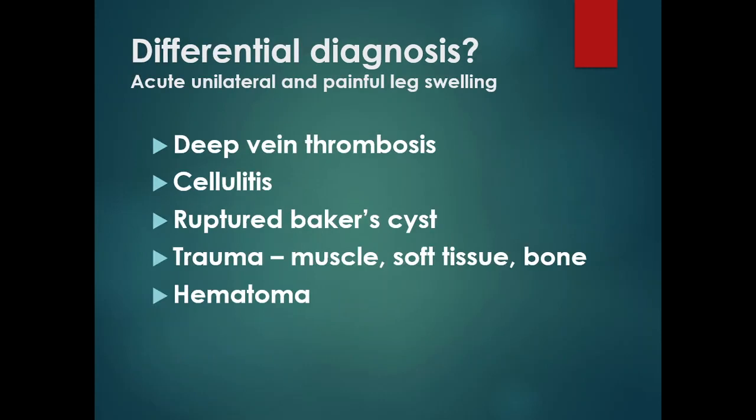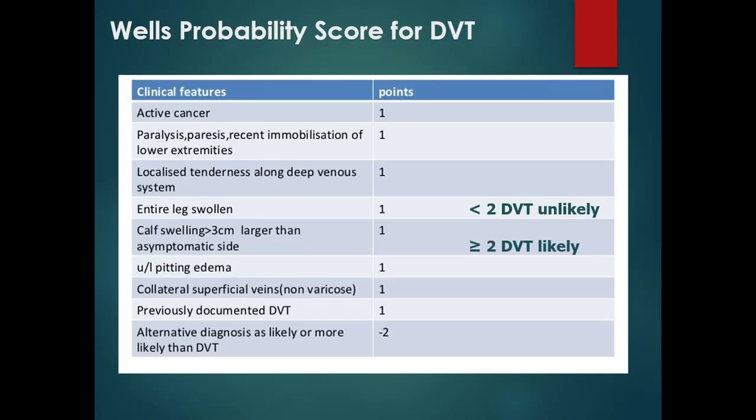The differential diagnosis for acute unilateral leg swelling is usually a deep vein thrombosis, but infection like cellulitis or a ruptured Baker cyst or trauma to the muscles, to the bones, to the soft tissue can cause such a presentation, or post-operative changes, let's say total knee replacement, or a hematoma. So not every unilateral leg swelling is deep vein thrombosis, but it should be on the top of the differential diagnosis. That's why several people looked at risk stratification or probability scores for deep vein thrombosis.